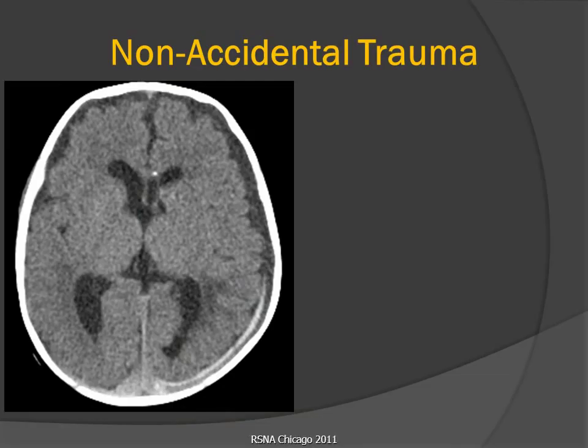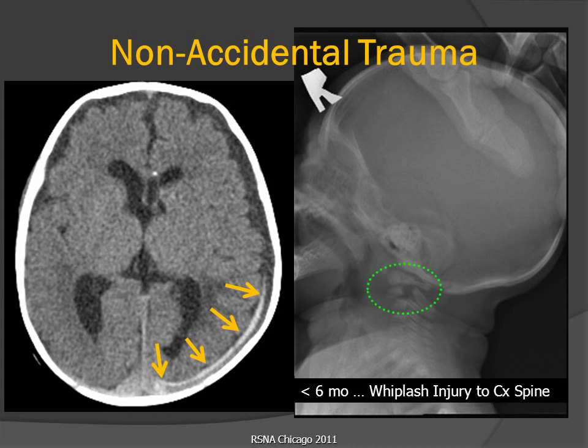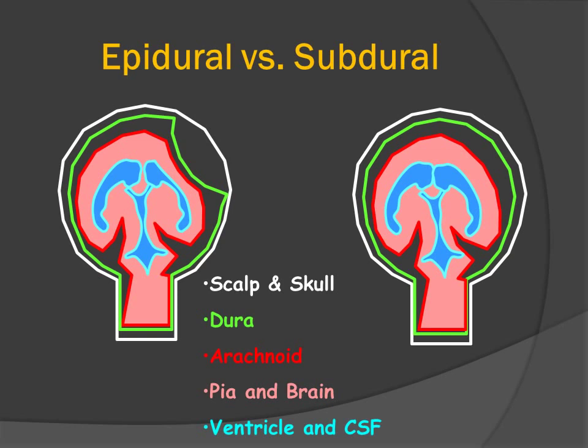The last image here illustrates a child. We can see that there is a thin layer of subdural blood overlying the occipital lobe on the patient's left side, and this patient, who was under 6 months of age, also suffered from a whiplash injury and a fracture of the C2 vertebral body.